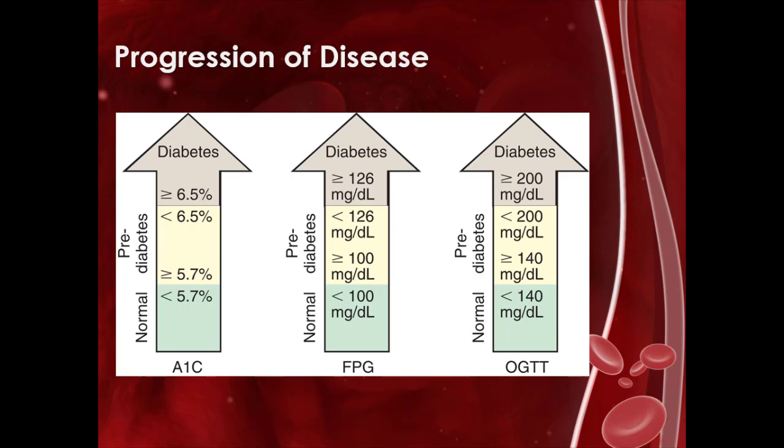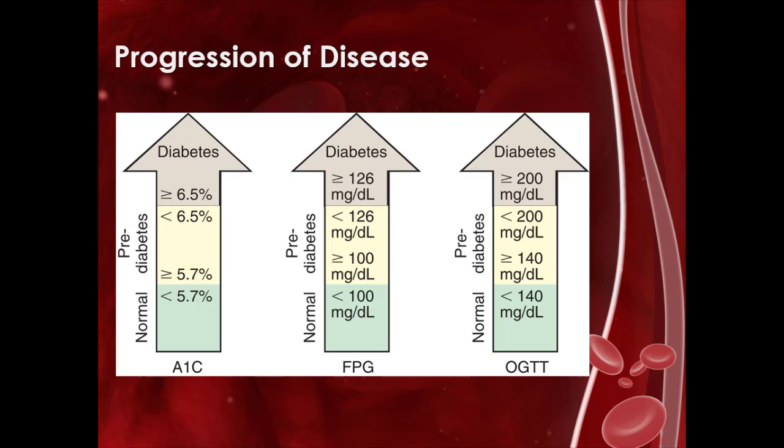The fasting plasma glucose is a blood draw in your physician's office after you've been fasting for at least 8 hours. And the oral glucose tolerance test is done in your physician's office after you have drank 75 grams of glucose that's been dissolved in water, and then they draw your blood 2 hours later to see what your glucose levels are. These tests each have distinct diagnostic thresholds for the diagnosis.